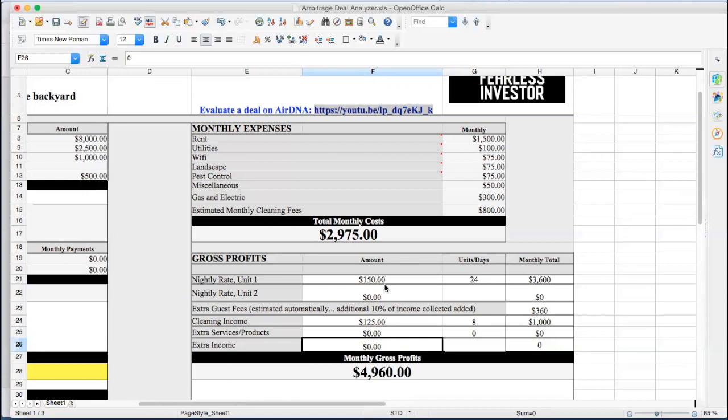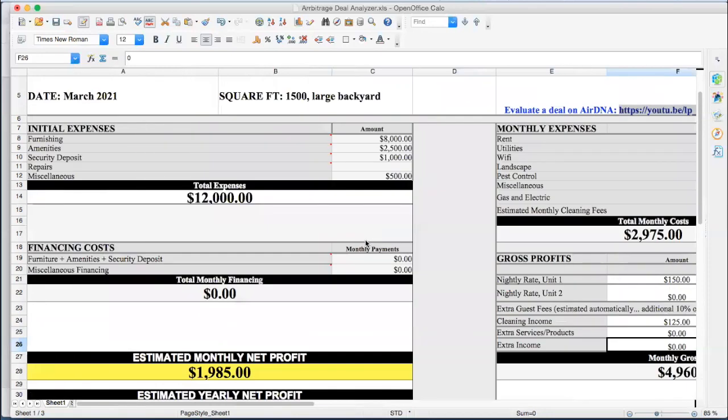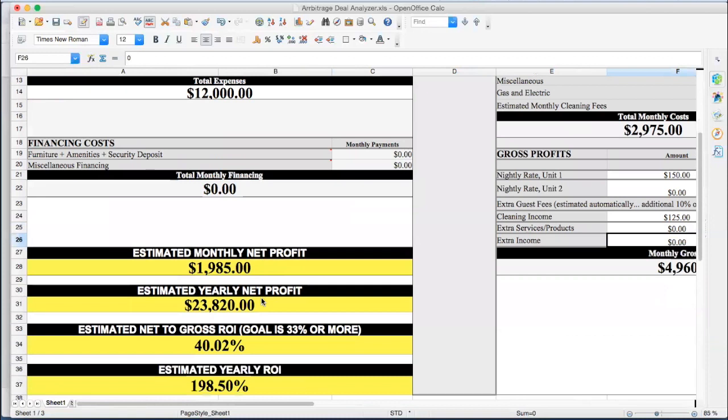So right here, we have our gross monthly profit of $49.60. Our total estimated monthly cost is $29.75. And look what happens over here. It all automatically does it. Look at this. You're going to make $1,985 a month. Your estimated yearly net profit is almost $24,000.